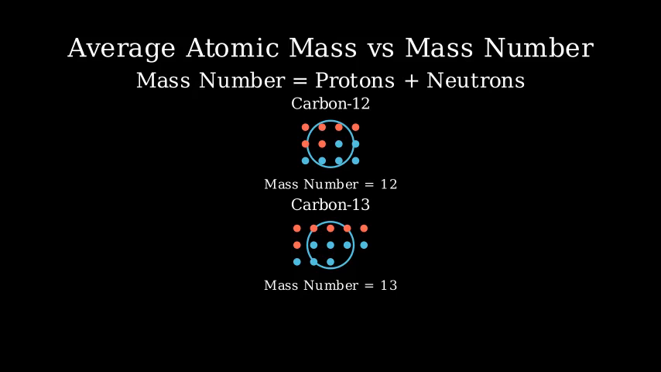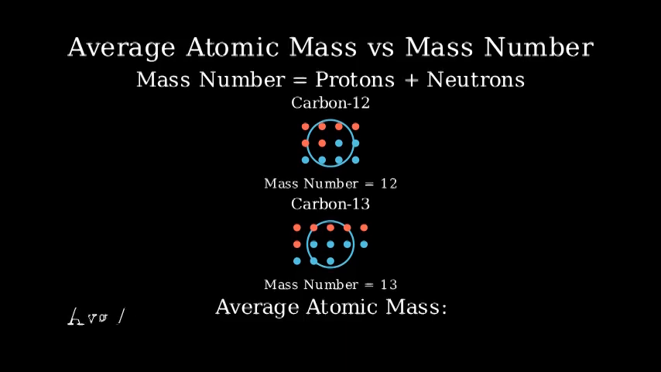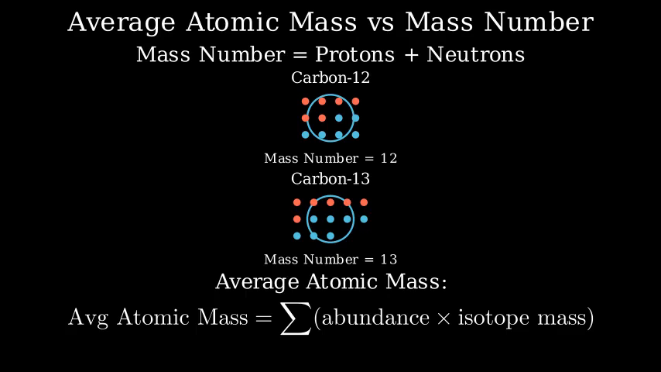Now, let's talk about average atomic mass. The average atomic mass is the weighted average of all naturally occurring isotopes of an element. It's calculated by multiplying each isotope's mass by its fractional abundance in nature, then adding all these products together.